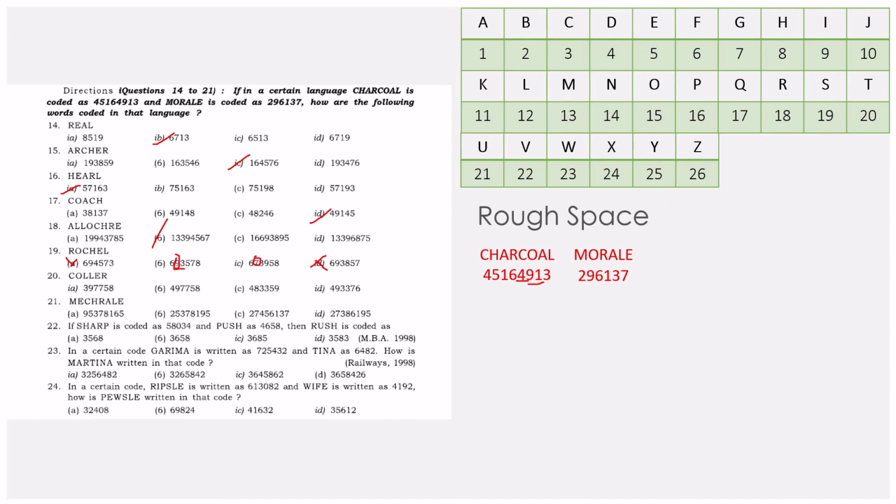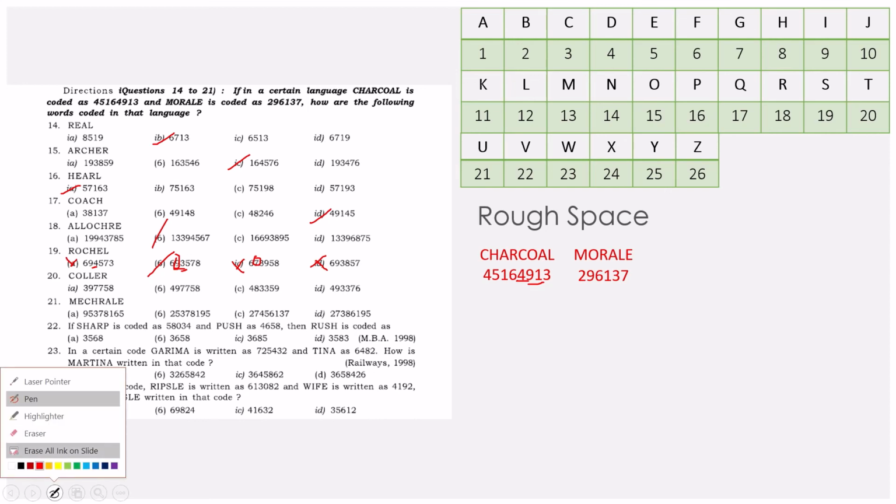Okay. So we were checking 4 and 4. Okay, we have to check O. I'm sorry, we have to check for O. O is 9. So option C is eliminated and option B is the answer.